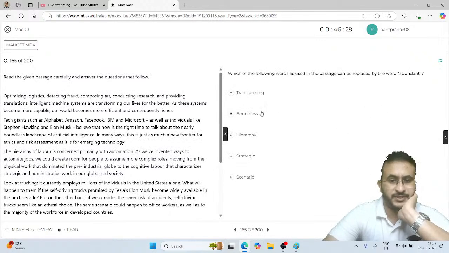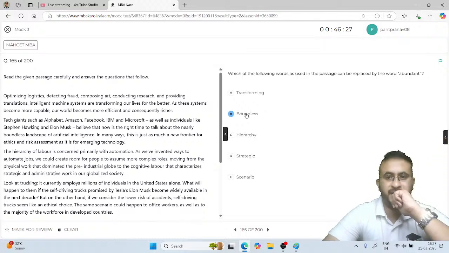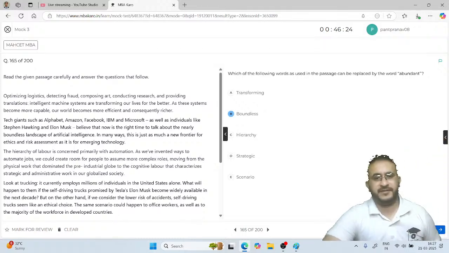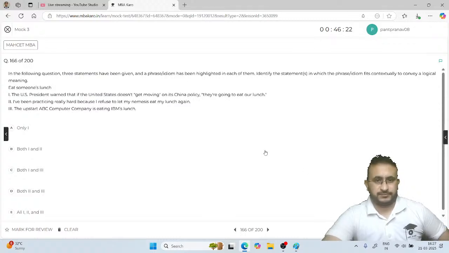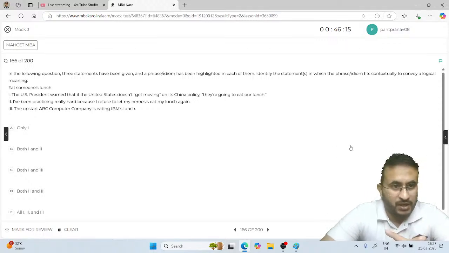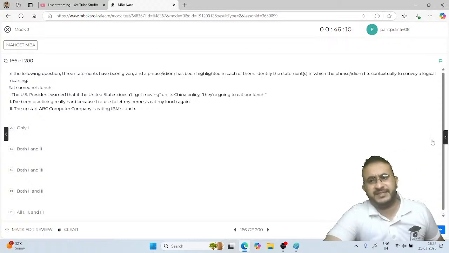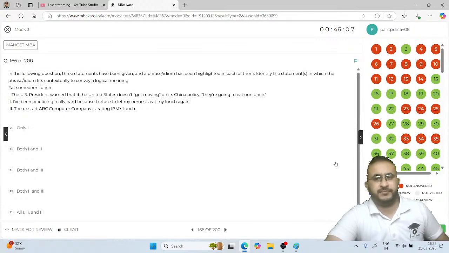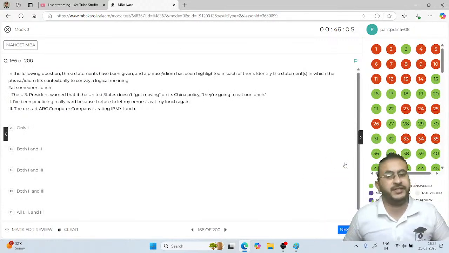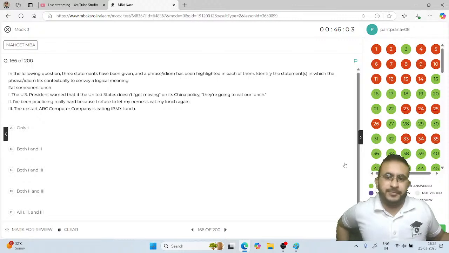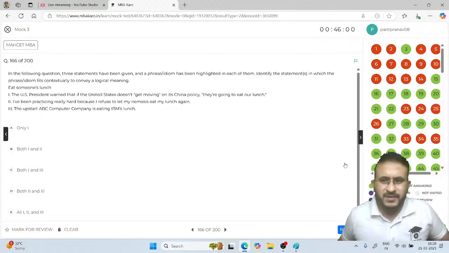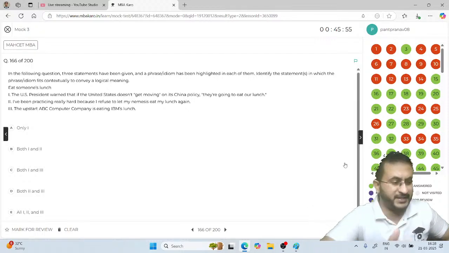Abundant means enough, sufficient, so boundless can be the one that we can substitute. Okay, so an idiom is highlighted. We need to tell in which of these the idiom is correctly used. Eat someone's lunch means basically to beat someone, to occupy someone else's space or to give competition to someone.